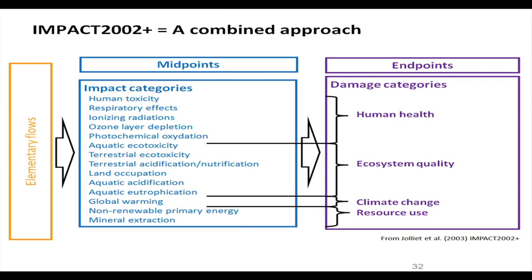So these are the impact categories for midpoints, and then from these midpoints we go to the endpoint. For example, we take certain of these criteria which lead to human health issues, some other criteria lead to ecosystem quality, global warming is related to climate change, and the last two are related to resource use. So in terms of these midpoint categories, this is your endpoint categories. These are also known as the damage categories. The midpoints are also known as the impact categories.